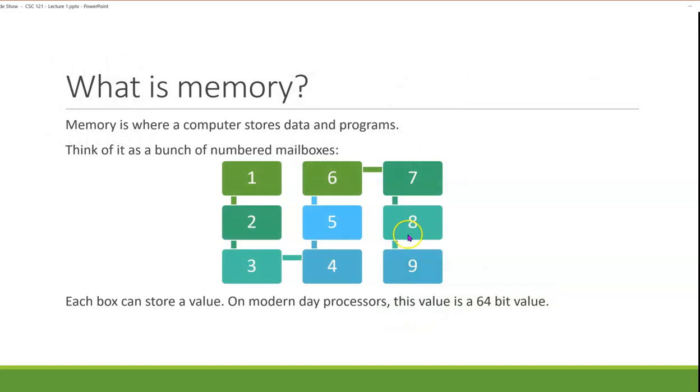So what is memory? Memory is where a computer stores data and programs. Think of it as a bunch of numbered mailboxes. We've got address 1, address 2, address 3, address 4, and so forth. They're all connected. Each box can store a value. On modern day processors, this value is typically 64 bits long, and we'll talk about what a bit is later. But we can address any of them. I can say, tell me what's stored in mailbox number 5. In computer terms, we'd say, tell me what's stored in memory address number 5.